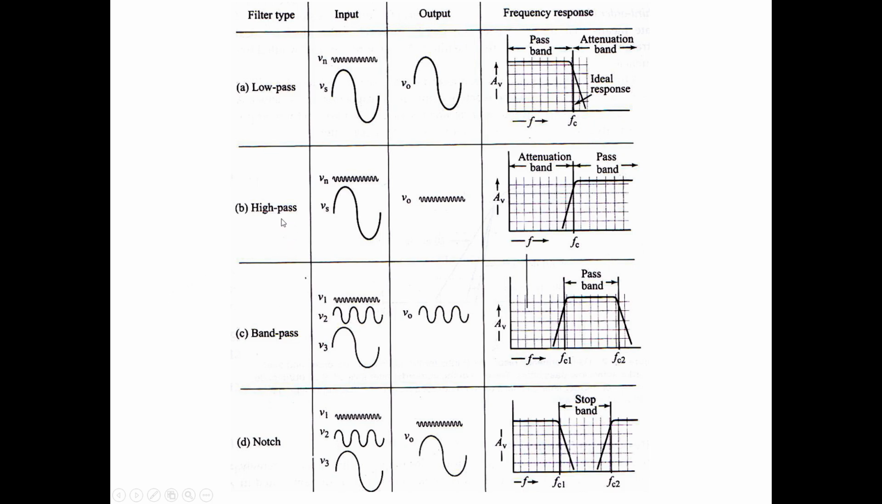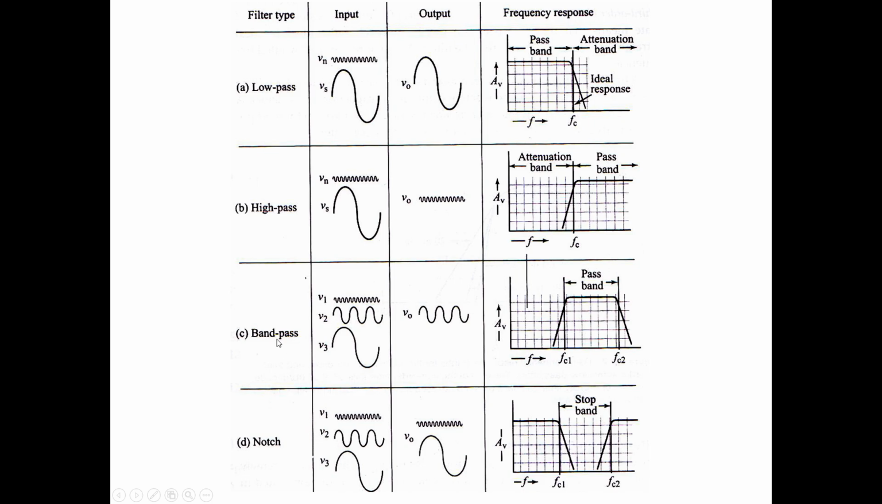High pass filter: this is the high frequency signal, so this high frequency signal is allowed. In the frequency response, the pass band is at higher frequencies, and low frequencies fall in the attenuation band.